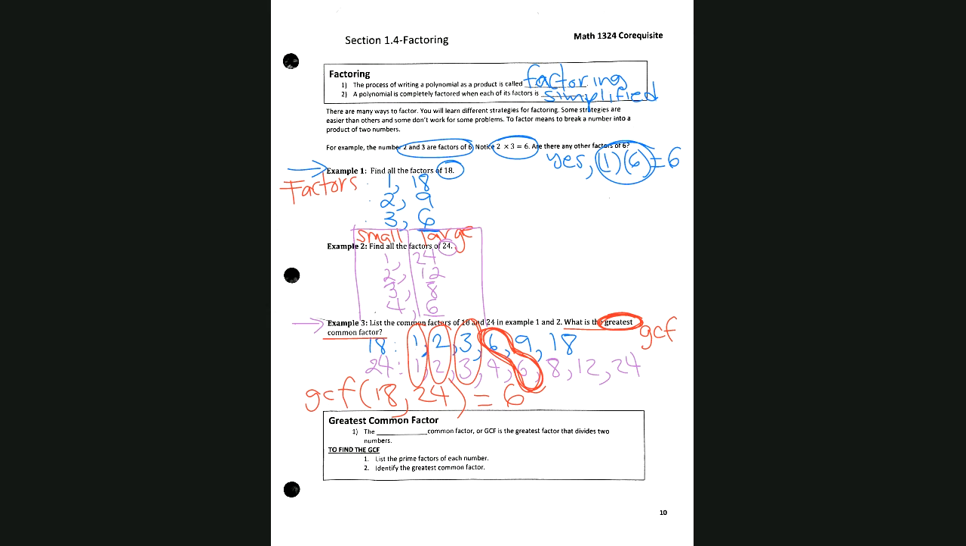Now, the next statement says the greatest common factor, or GCF, is the greatest factor that divides two numbers. So it has to be common for both. And of course, always you want to factor out the largest number possible. So some steps to find the GCF include listing the prime factors of each number and then identify the greatest common factor. So we're going to do some examples of that next.